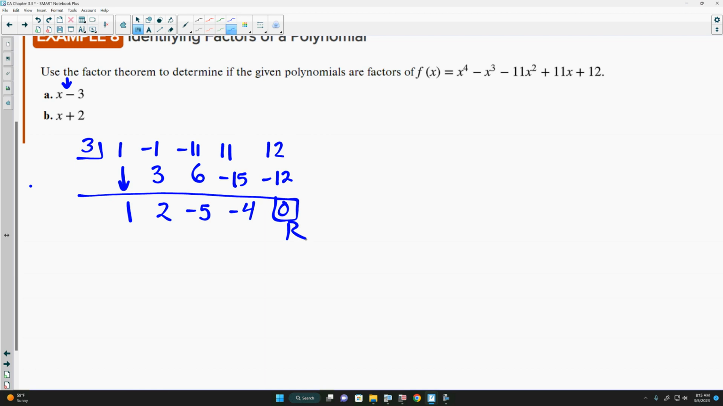So is 3 a 0? Yes, because it gives us a remainder of 0. So does that mean x minus 3 is a factor? Yes.